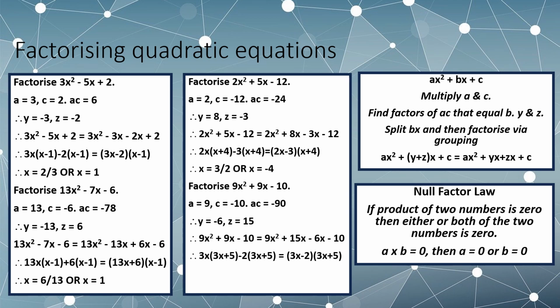We then have 6x subtract 10. We can see that 2 goes into both of those, leaving us with negative 2 multiplied by 3x plus 5. Grouping them back together, we have 3x subtract 2 multiplied by 3x plus 5. Applying null factor to finish off, we have x is equal to 2/3, or x is equal to negative 5/3.